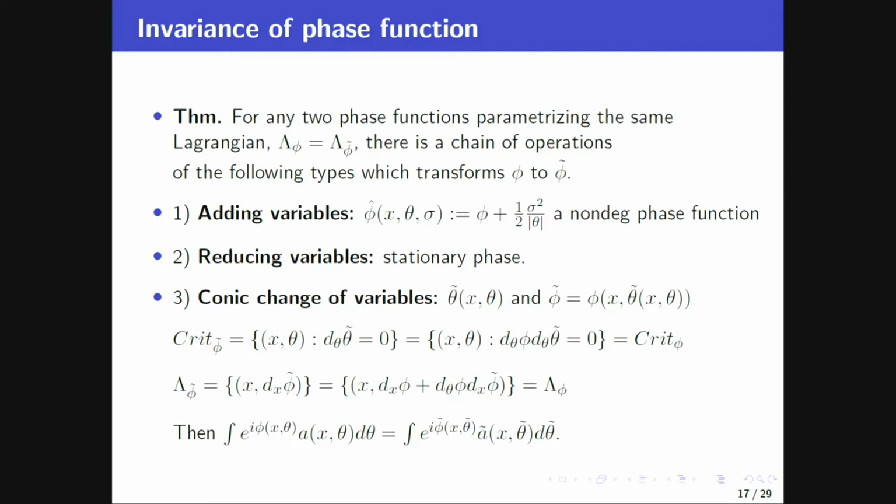Critical set of phi tilde is the same as critical set of phi, yeah, because the derivative in theta of phi is 0. Lambda phi tilde, again, is going to be lambda phi, and the distributions here are the same. So there are ways, yeah, to go from one phase function to another phase function using this kind of operation. And we do it a lot, especially in stationary phase, because we don't want to work with too many variables, but if it's possible, we do it a lot.